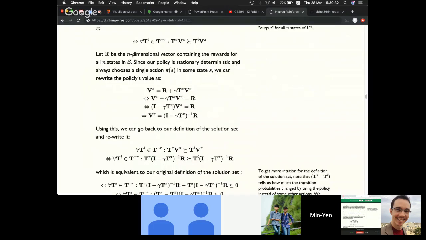Let R be an n-dimensional vector containing the rewards for all of the n states in S, all of our states. So we're saying we are going through these particular n states as the optimal thing that our optimal policy would choose. Then we can rewrite the policy's value as something like this. Now we've introduced, just factoring it out, the Bellman equation written in matrix form, because we have our discount variable, our transition matrix, and the values of the states. And then we can define it back down to here through algebraic manipulation.